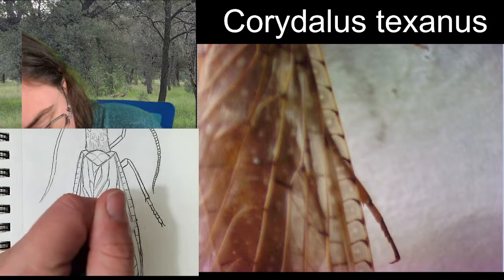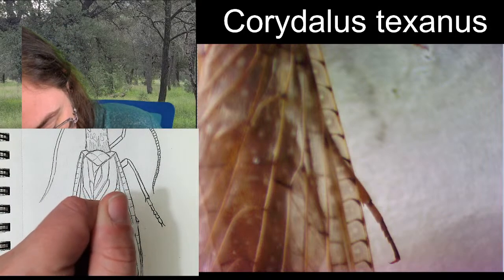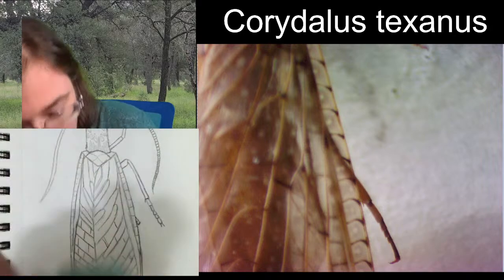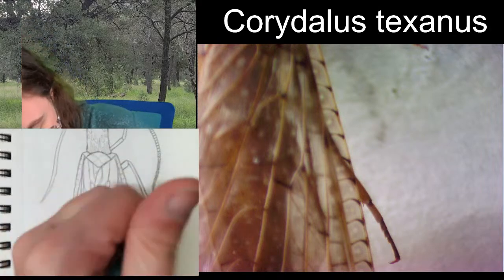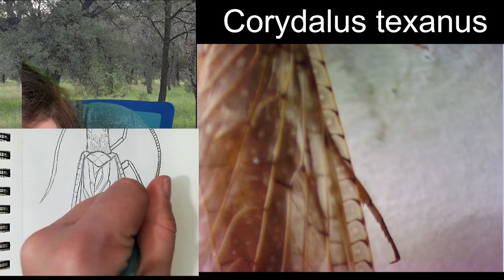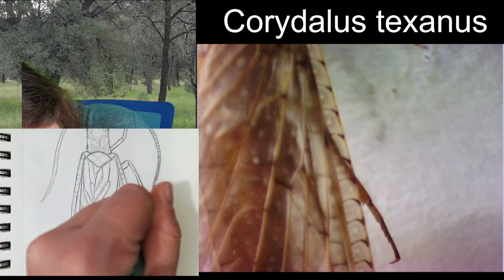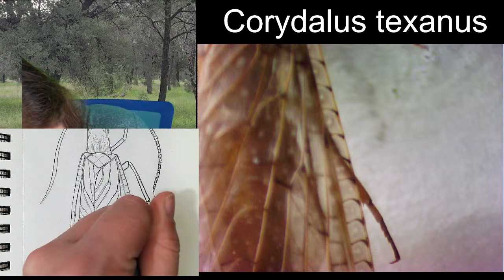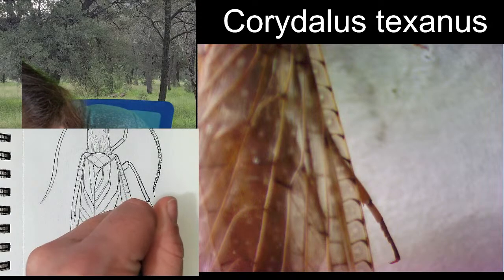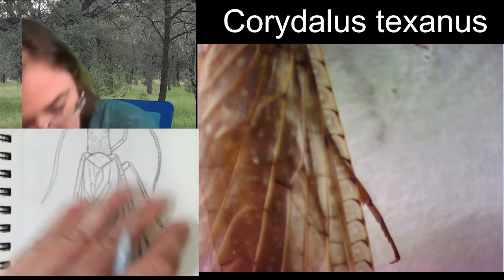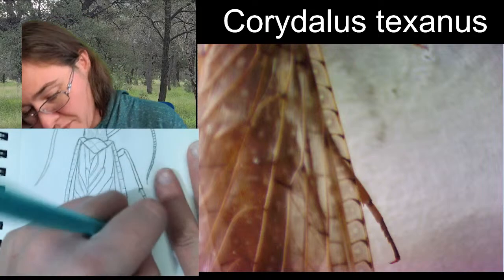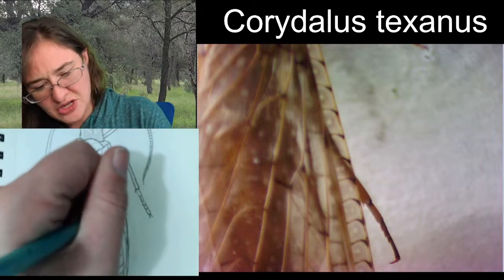So I was trying to come up with, maybe this is the end of the tibia or something, and then add the tarsal segments. But maybe a little bit further down? I'm not sure. They didn't look good there.